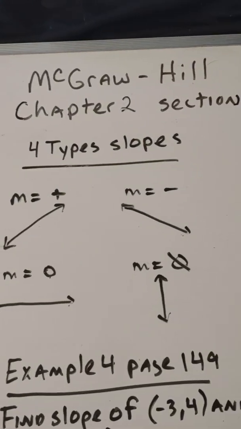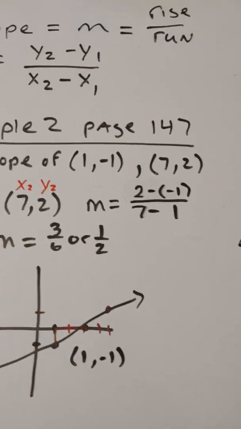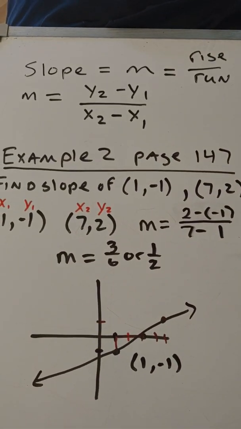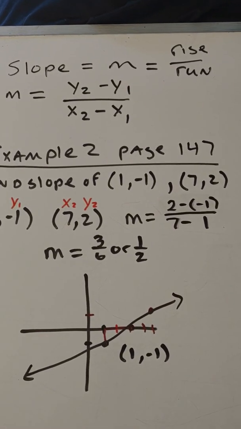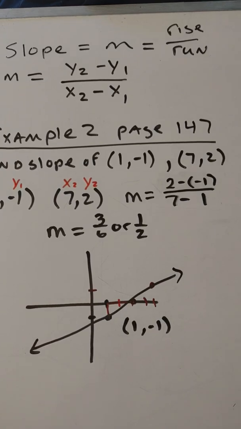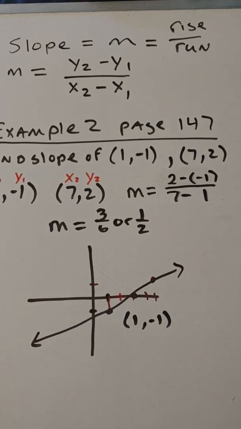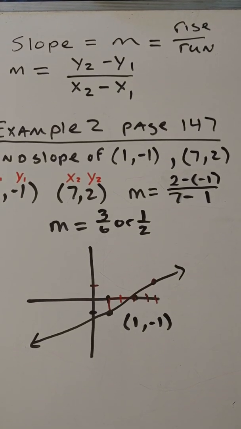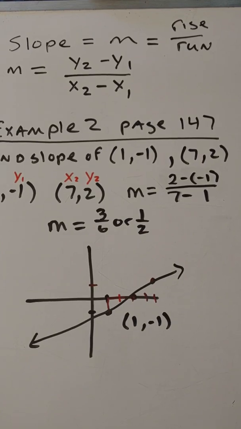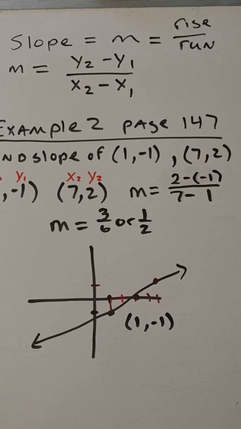Yeah, this is McGraw-Hill Chapter 2, Section 2. This deals with slope. First thing you need to make sure you understand is that slope is represented by the lowercase letter m, that's your variable. It is the rise over the run. The equation for slope is the second y minus the first y over top of the second x minus the first x. So y2 minus y1 over x2 minus x1.